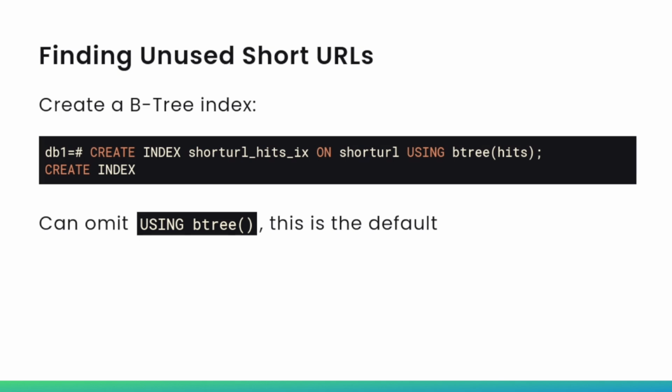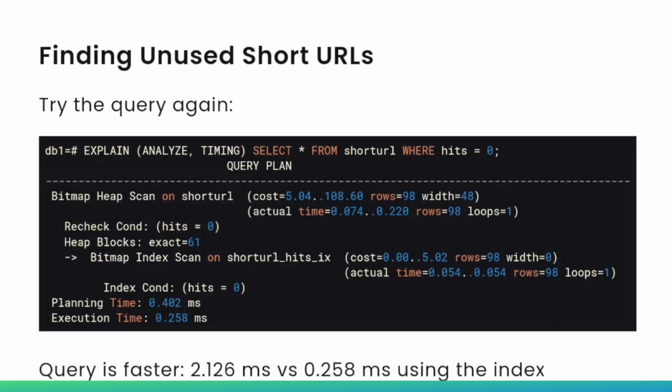So now we have a B-tree index on the hits column. The "using B-tree" part at the end is the default, so starting from now, we're not going to say "using B-tree". We're just going to write short_url hits. So now let's try the query again: explain analyze select star from short_url where hits equals 0.